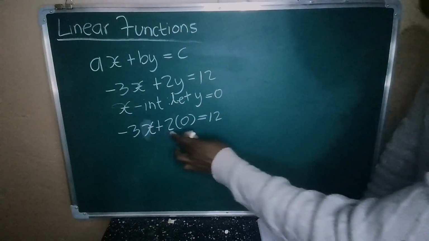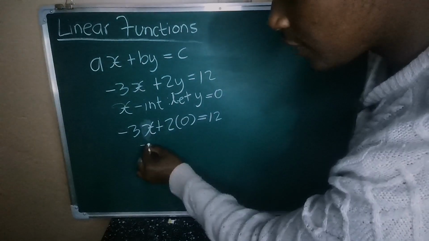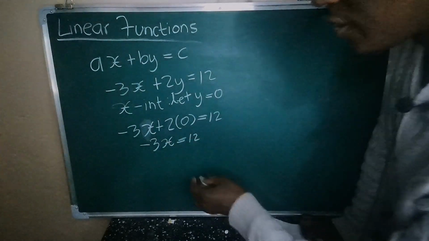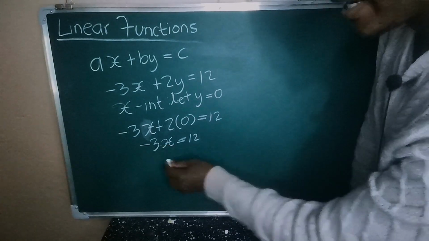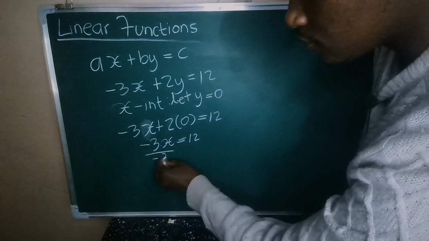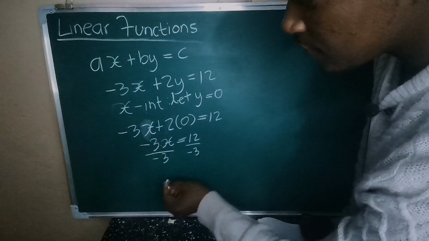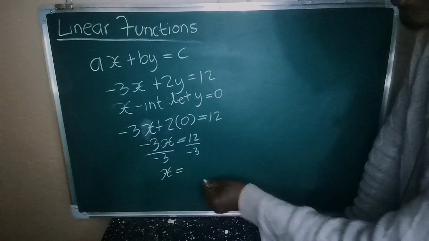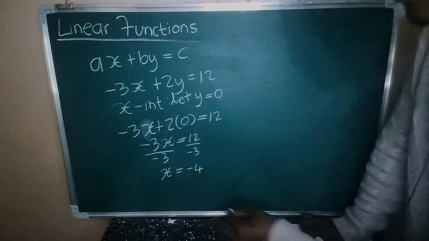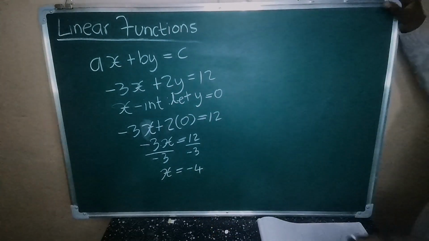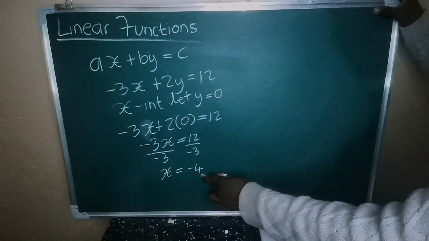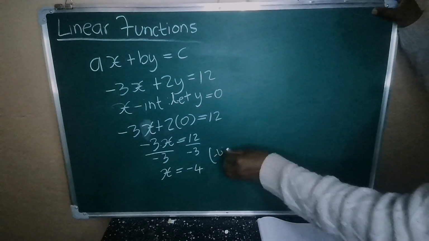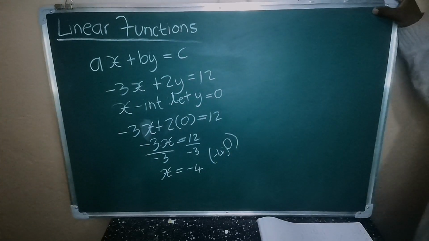How do I solve for x? I get 2 times 0 is 0. I'm left with negative 3x is equals to 12. When I isolate x, I divide both sides by negative 3. Therefore, my x is equals to 12 divided by negative 3, which gives negative 4. What are the coordinates of my x-intercept? X is negative 4, y is 0. I hope you get it.